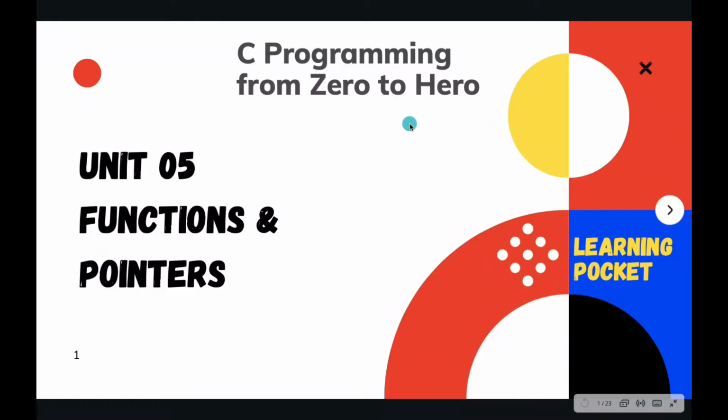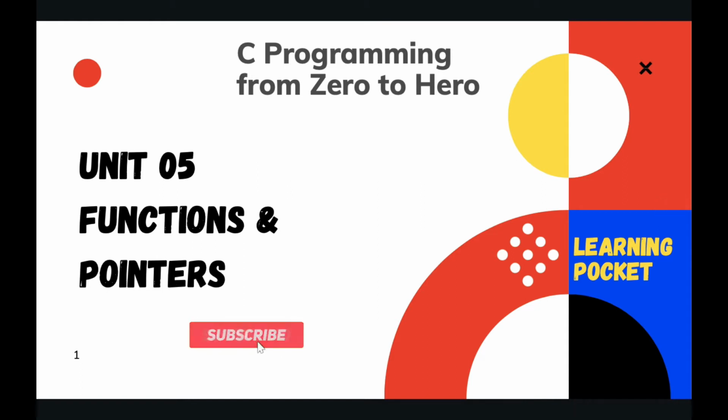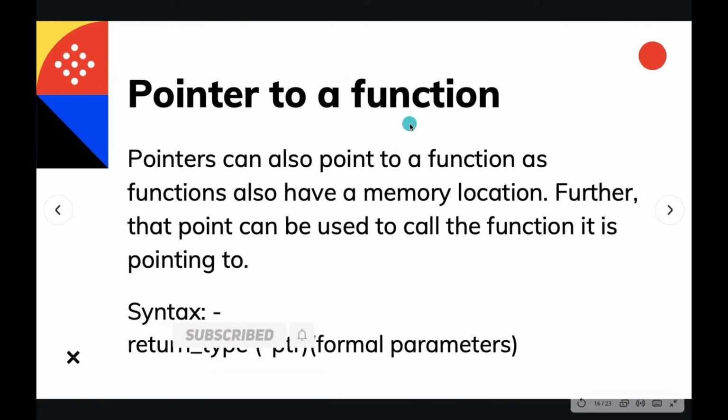Welcome back to Unit 5 once again, and we are going to discuss functions and pointers more. The topic that we are going to study right now is pointers to a function. Pointers can also point to a function, as functions have a memory location. The pointer can be used to call the function it is pointing to. Or you can say, using pointers you can access the function.